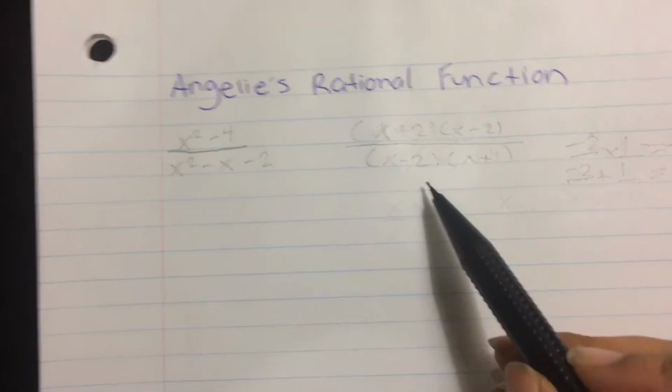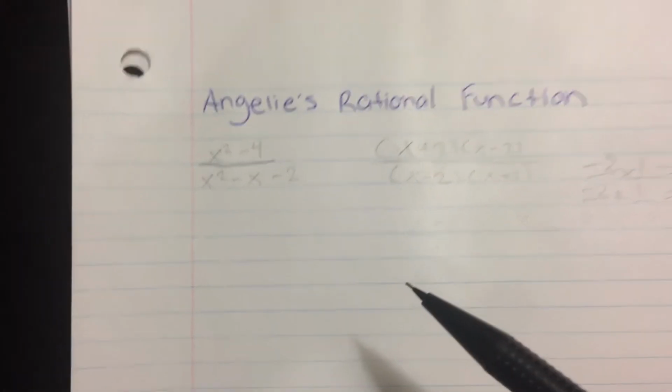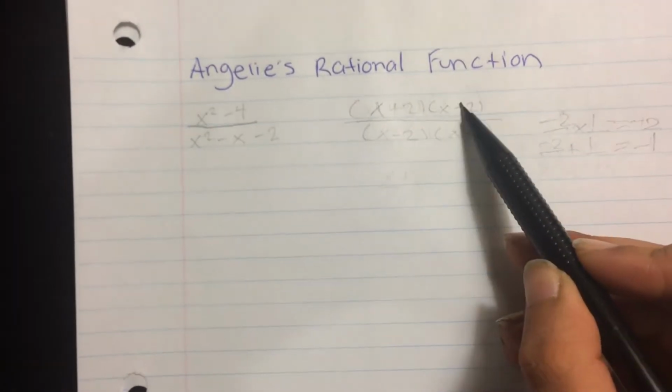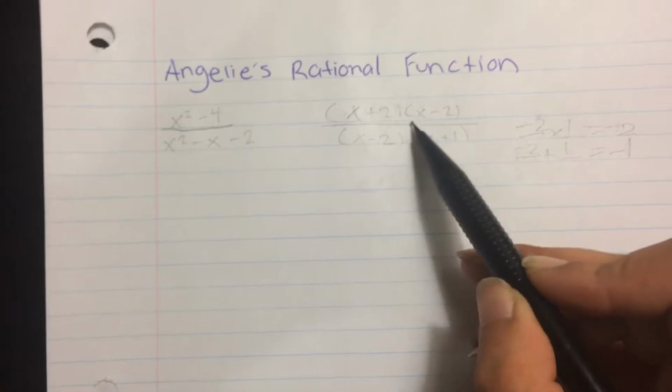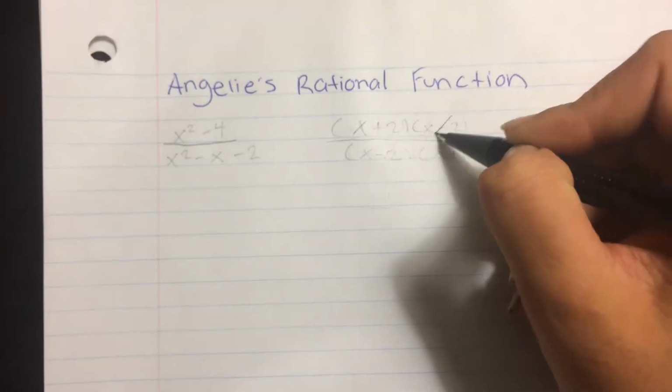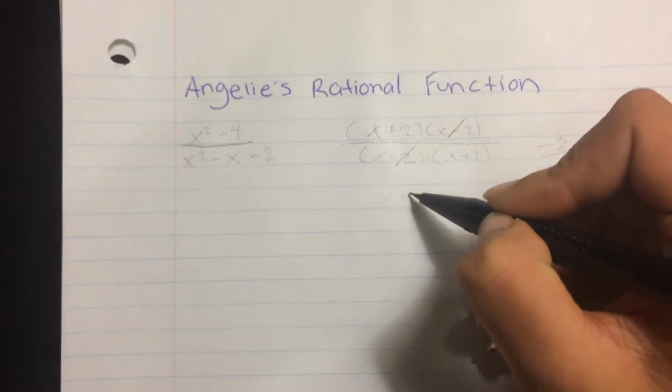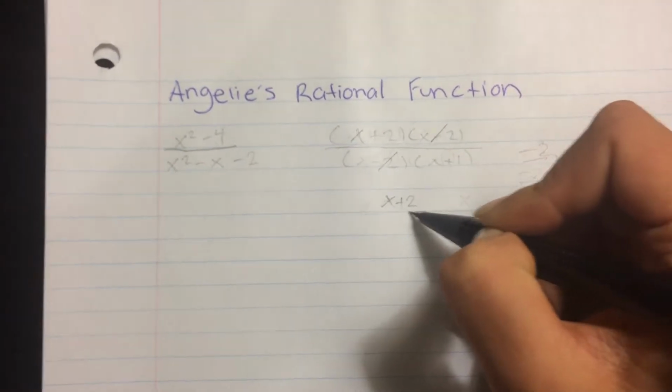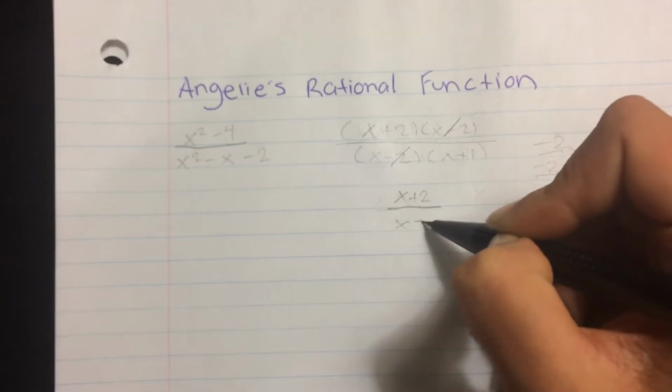Now we have to cancel out whichever things basically cancel each other out. So they have to be in the numerator and the denominator. So there's x minus 2 in the numerator and x minus 2 in the denominator. Therefore, they will cancel each other out. So now we're left with x plus 2 and x plus 1.